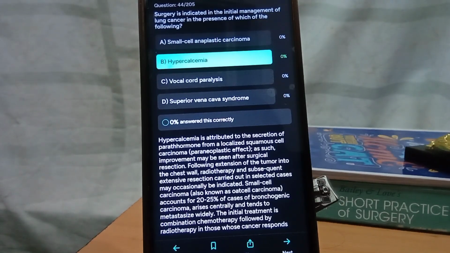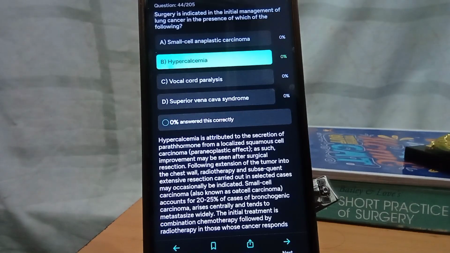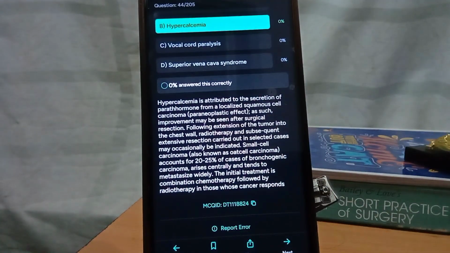occasionally be indicated. Small cell carcinoma, also known as oat cell carcinoma, accounts for 20 to 25% of cases of bronchogenic carcinoma, arises centrally and tends to metastasize widely. The initial treatment is combination chemotherapy followed by radiotherapy in those whose cancer responds.